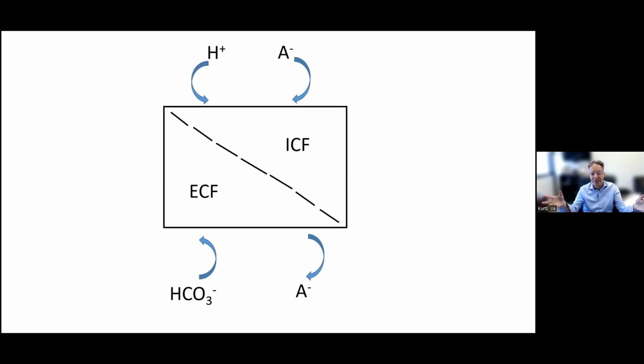You can look at the body like a box, and we have a proton coming into the box. And that's obviously not correct diagrammatically. It's coming from the ICF into the ECF. But be that as it may, think of the body as a box. You have a proton coming in with an anion that's not chloride or bicarbonate. And the proton will combine with bicarbonate in both the ECF and ICF. It's what we call the volume of distribution of protons.